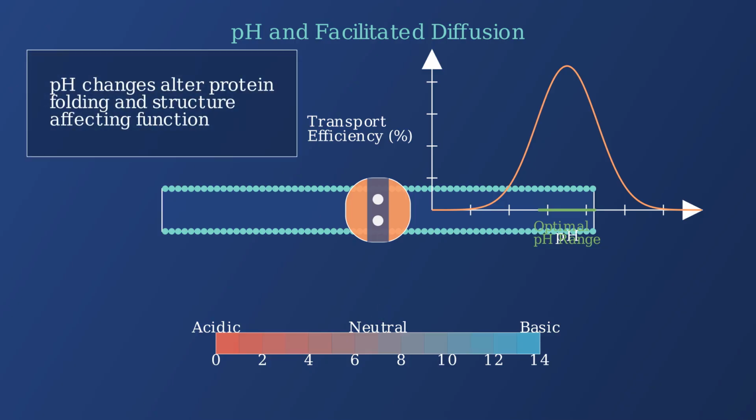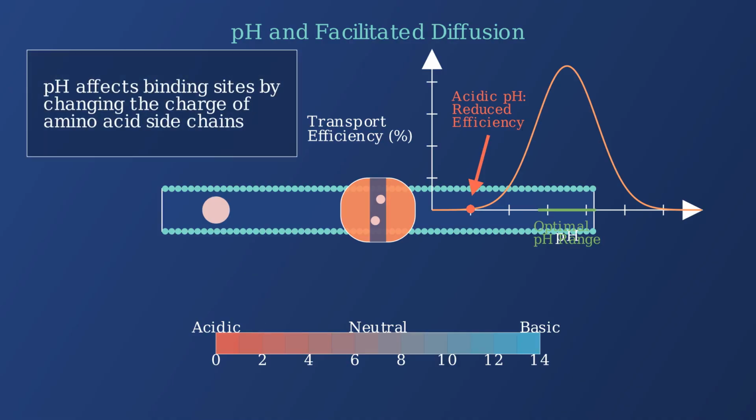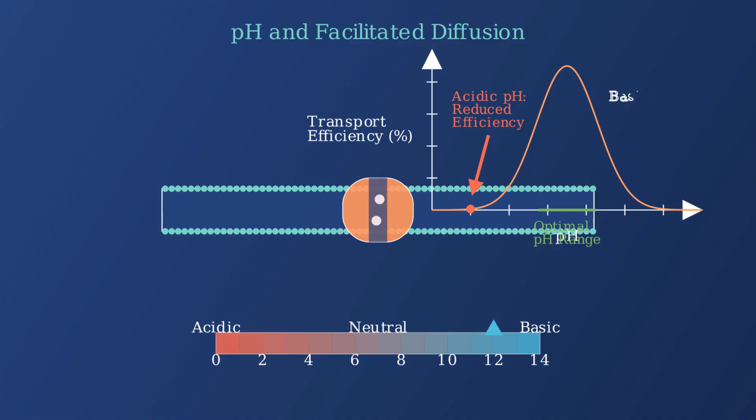When pH changes, it affects the ionization state of amino acids in the protein, altering hydrogen bonds and electrostatic interactions. In acidic environments, the increased concentration of hydrogen ions can protonate negatively charged amino acids, changing the protein's shape. pH changes directly affect binding sites by altering their shape and chemical properties. Acidic or basic conditions can disrupt the precise configuration needed for substrate recognition. In basic environments, hydroxide ions can deprotonate positively charged groups, again disrupting the protein's structure and function.